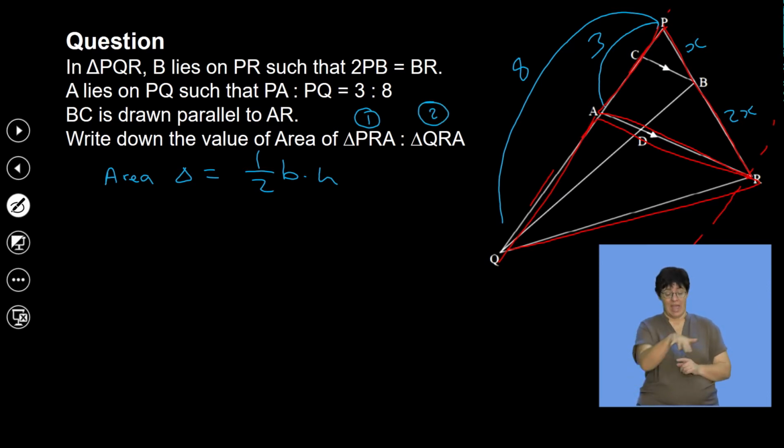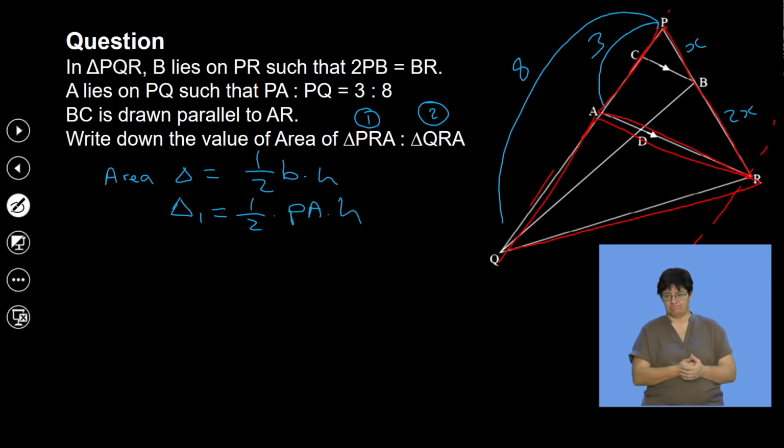For area number 1, right, for triangle number 1, it will be equal to half. What is the base of PRA, right? PRA, which will be that one there, it will be the PA. So I will have this as multiplied by PA multiplied by my height, which I do not know, right?